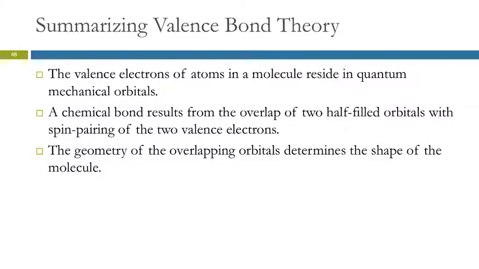So the idea here is that the valence electrons are in these quantum mechanical orbitals, and a chemical bond happens when you have two half-filled orbitals, one in each atom, that overlap, and now we've got a pair of electrons in that overlapped orbital. The geometry of the overlapping orbitals is what determines the shape of the molecule. Any questions so far?